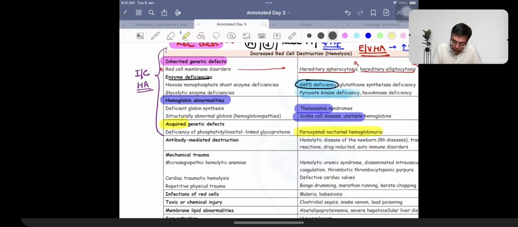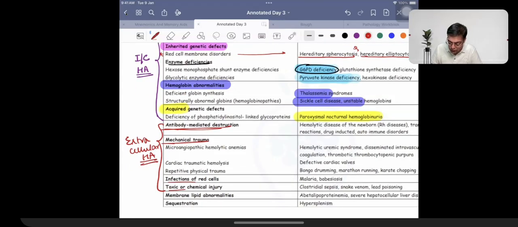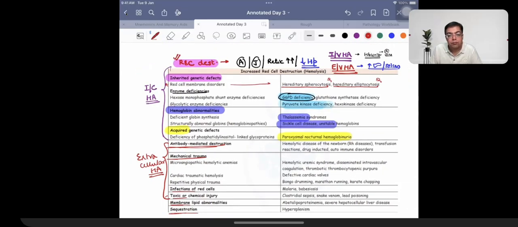When we are talking about the other conditions, the problem is outside the RBC. Extracellular causes of hemolytic anemia. So whether it is trauma, antibodies, infections, toxins, sequestration, they are examples of extracellular causes of hemolytic anemia. A common question that is asked repeatedly in the exam is: which is the only example of an intracellular acquired cause?